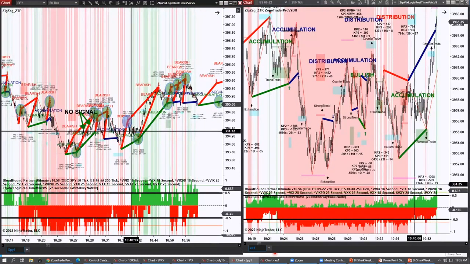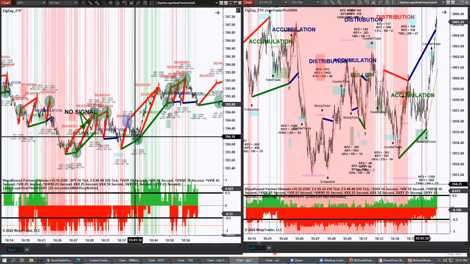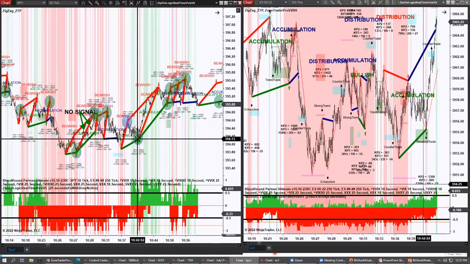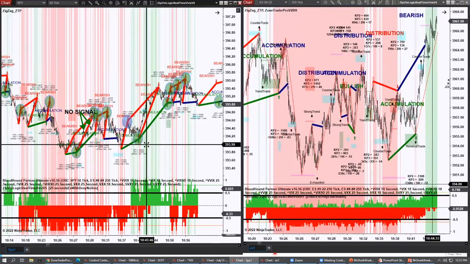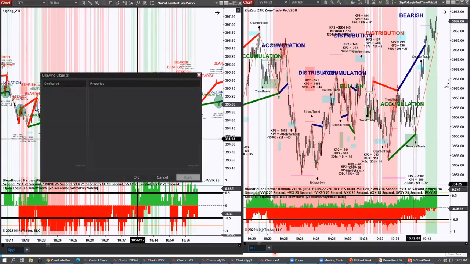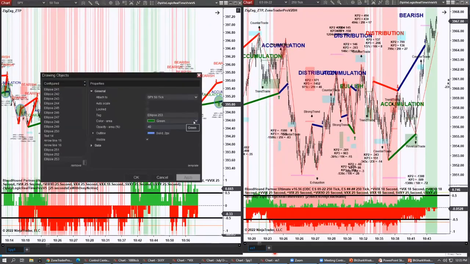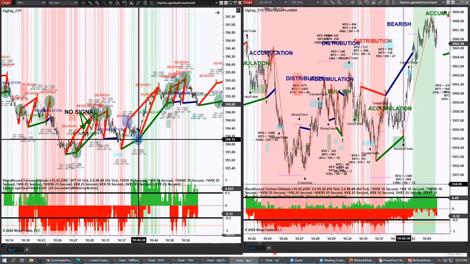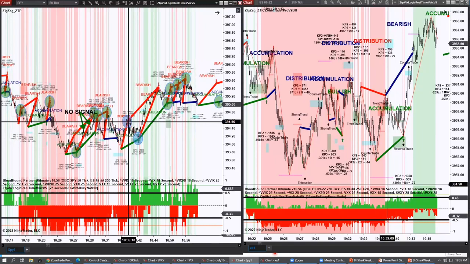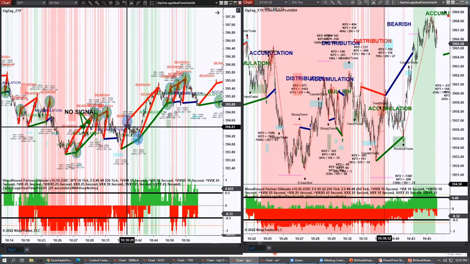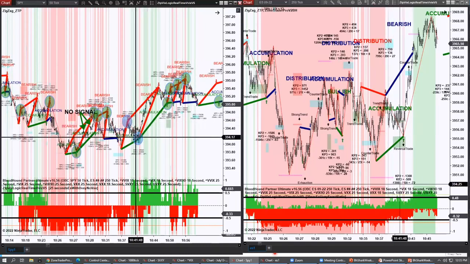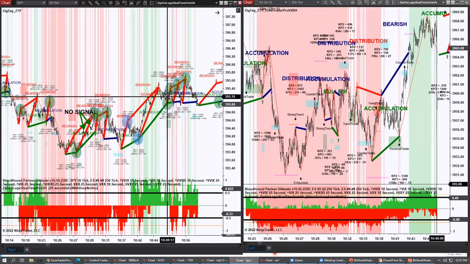Again, really important that you take what is put in front of you, and this should actually be one of those blue markers, because we have accumulation on both charts right there, as we did right here. That was number 10, 11, 12, 13, 14.